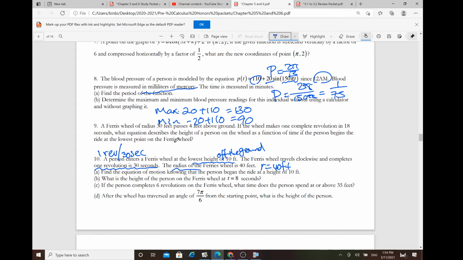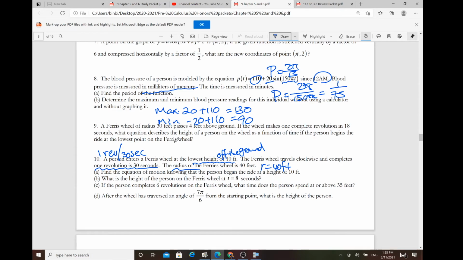Okay? So find the functions with that initial position, 10 feet. And then what's the height of the person on the Ferris wheel at time t equals 8? So once we set up the equation, we can just plug in the time. If the person completes 6 revolutions on the Ferris wheel, what time does the person spend at or above 35 feet? Okay, that's an interesting one. And after the Ferris wheel has traveled an angle of 7 pi over 6 from the starting point, what is the height of the person? Okay, that's another interesting one, so we're going to find out.